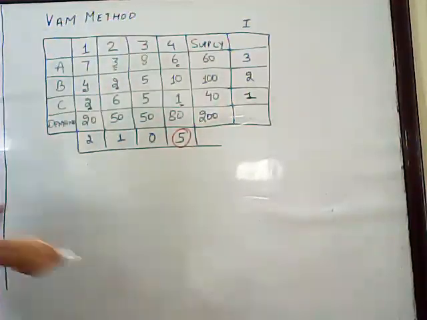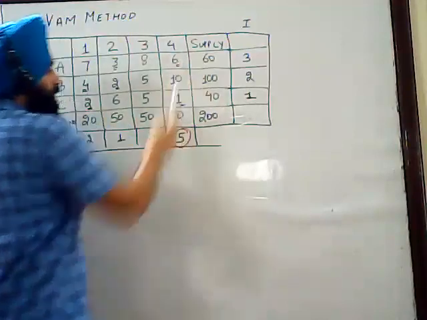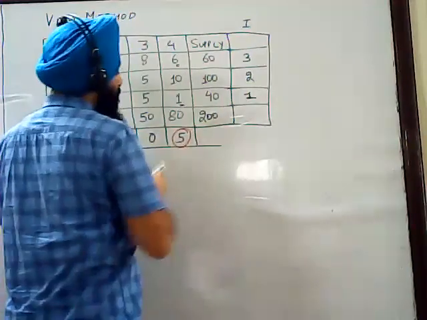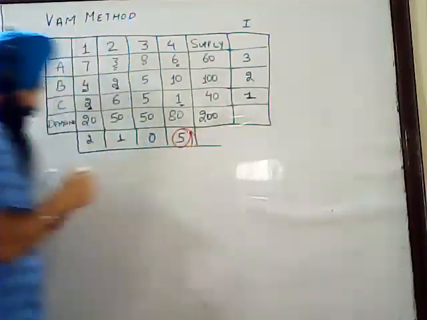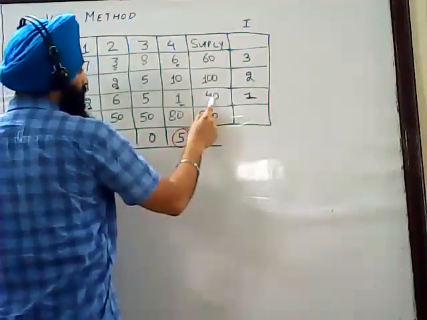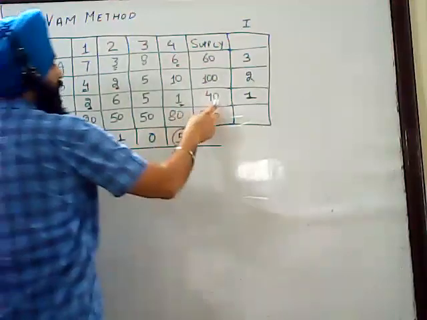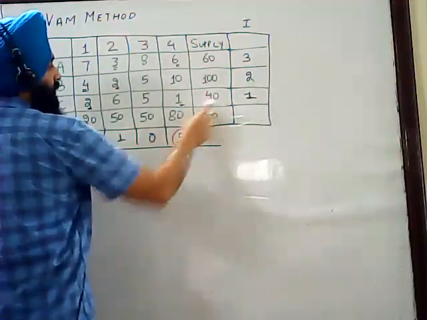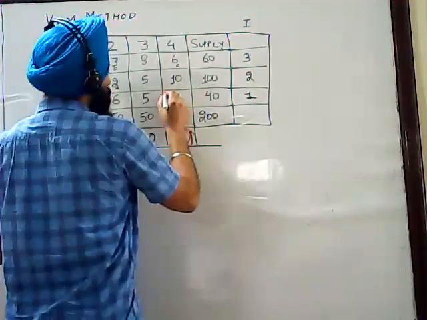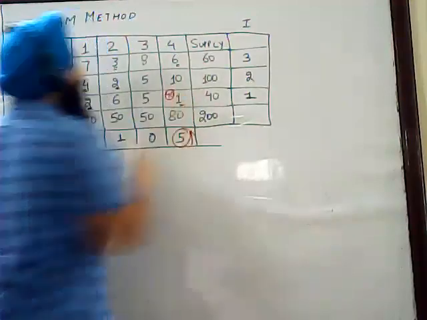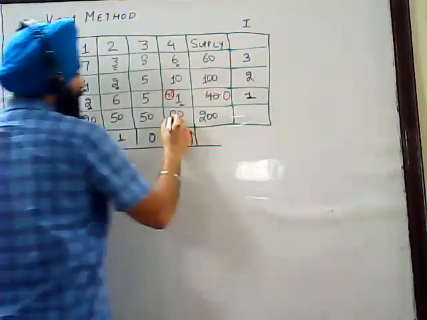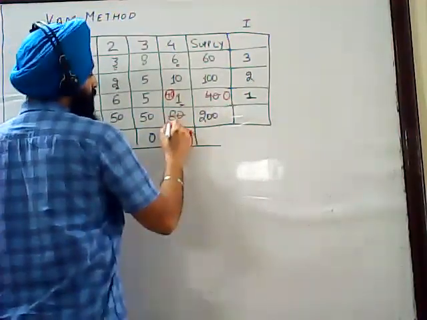So in this column, the minimum element is 1. Since the minimum element is 1, in this case, the supply is 40 and the demand is 80. So the maximum allocation will be 40. Here the value will be 0 and here the value will be 80 minus 40, which is 40.